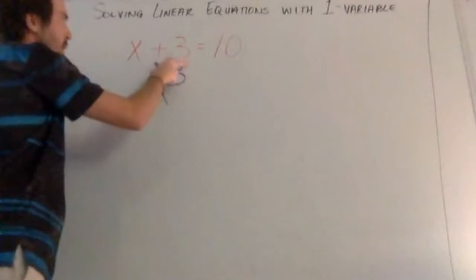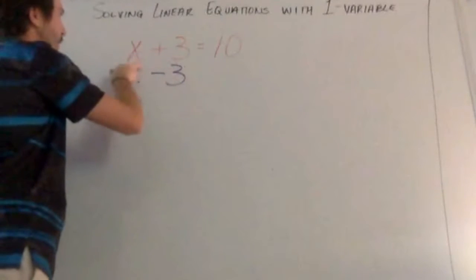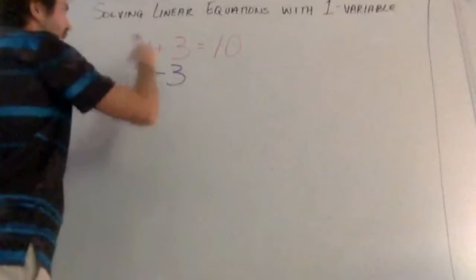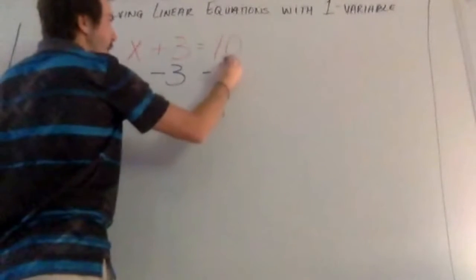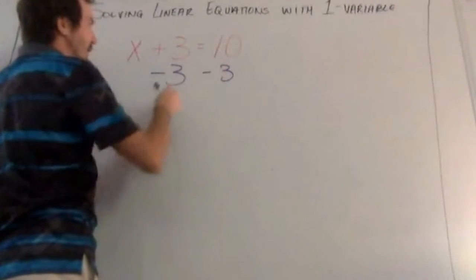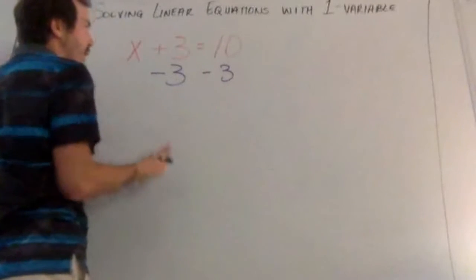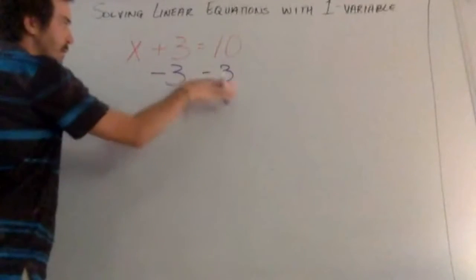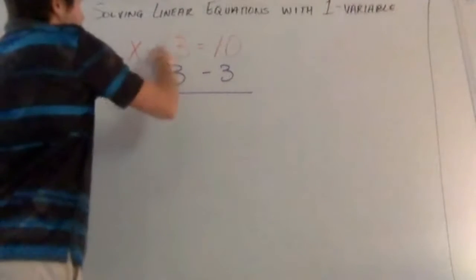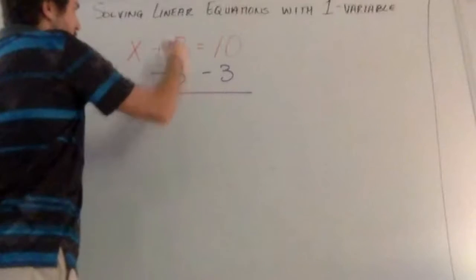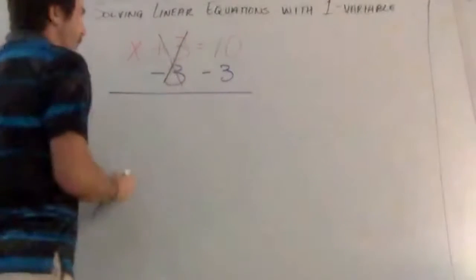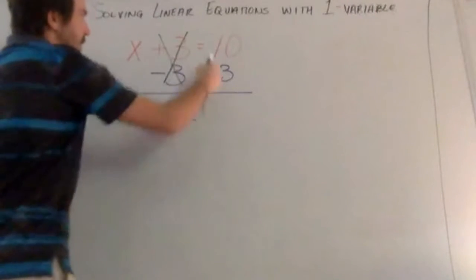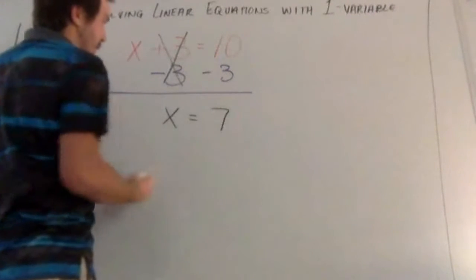Now, they call these numbers constants when they're not connected or attached to a variable. So this 3, we're going to take away the constant, and we're going to take away 3 from both sides. Remember, being a balance, we need to be fair to both sides of our equation. So since we had positive 3, we take away 3. That crosses out, and we are left with x. And 10 minus 3, easy enough, is 7.